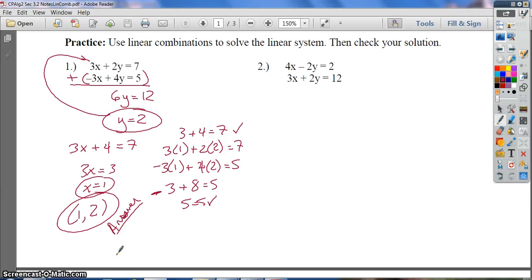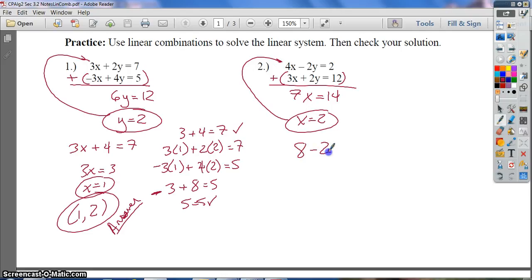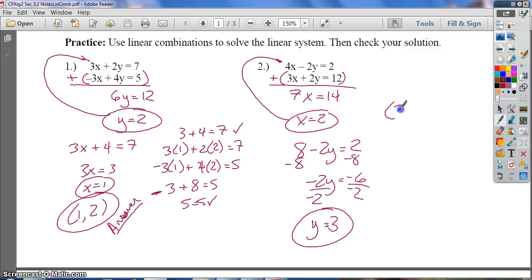All right, over here on this side, now look at them. The y's cancel out. Everything's lined up vertically, so we'll get 7x equals 14. So x is equal to 2. I'm going to plug 2 back into this one. That'll give me 8 minus 2y equals 2. Subtract the 8. So negative 2y equals negative 6, divided by negative 2. So y is going to equal 3. So the point you would want to check is 2, 3.